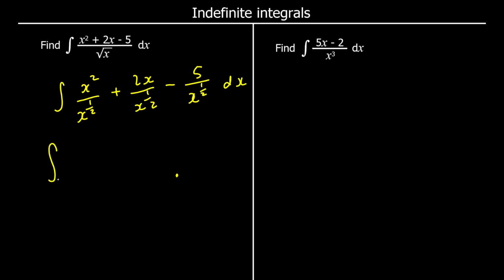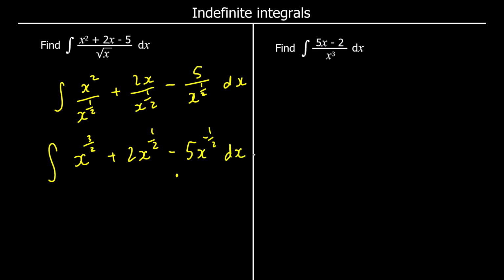And let's just simplify each of those. So when we divide indices, take away the powers. 2 take away a half is 3 over 2. 1 take away a half is a half. Nothing take away a half is minus a half.